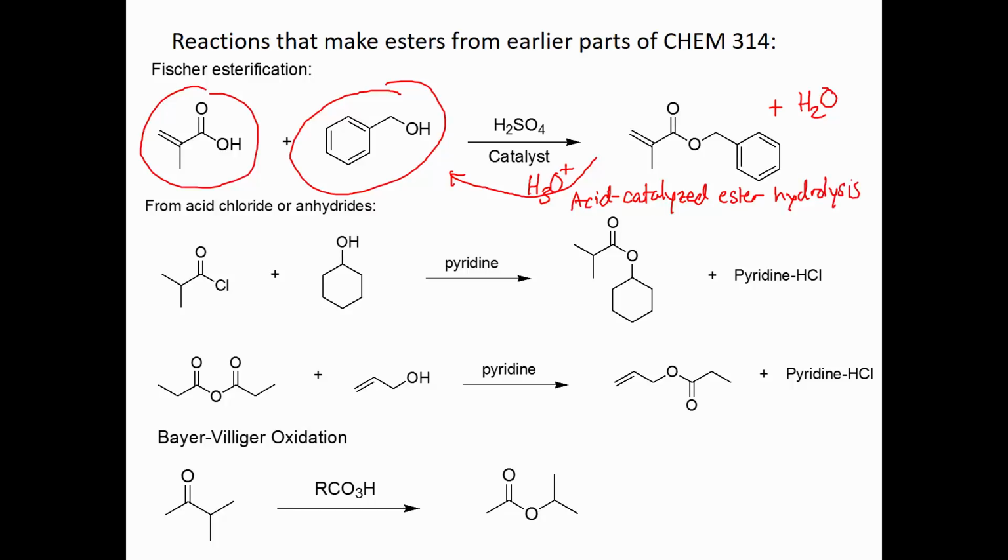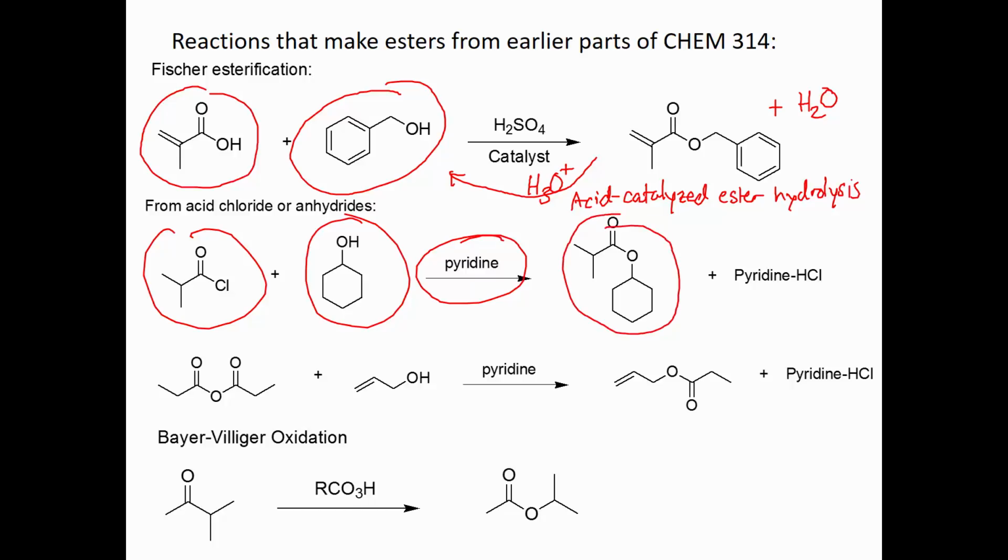We can make esters in a milder way from an acid chloride or an anhydride. So we take an alcohol, an acid chloride, and some pyridine here to neutralize the excess HCl that would form as a byproduct, and we make an ester this way.